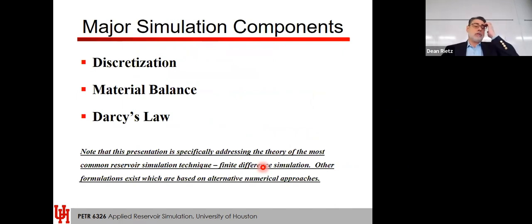Okay. So there's three major components of our modeling approach. The first one is discretization. Then there's material balance and Darcy's law. All these things are combined in our large model, such that it properly takes into consideration fluid flow and the geology and whatnot. So we'll be going into each one of these.